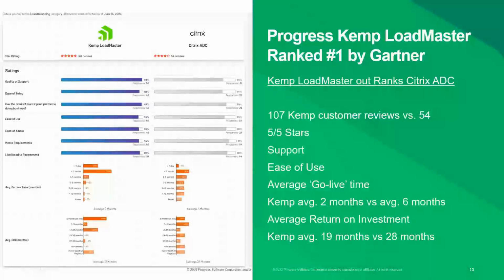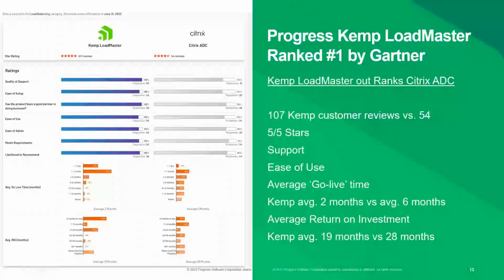All right, a little bit of an eye chart, but what do we see? Kemp versus Citrix ADC, according to Gartner. 107 Kemp customer reviews versus 54, twice on Kemp LoadMaster. 5 out of 5 stars. Support is stellar. The ease of use with point and click provisioning. When you need to deploy a load balancer, the average go live time is greatly reduced with the Kemp LoadMaster product. You can see the average return on investment.